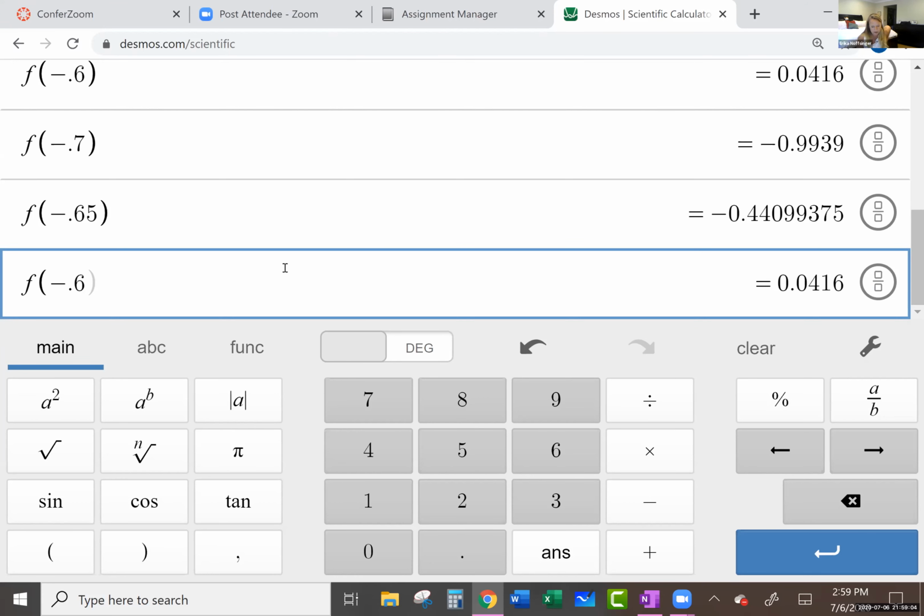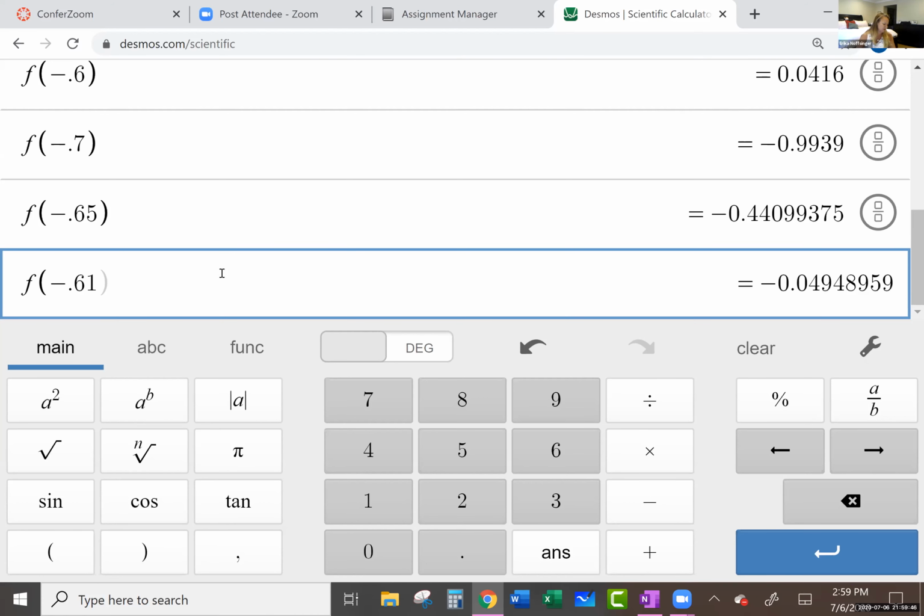So negative 0.63. This is also negative. So it's between negative 0.6 and negative 0.63. And so we know it's between negative 0.6 and negative 0.61. And they gave us that it's negative 0.6.